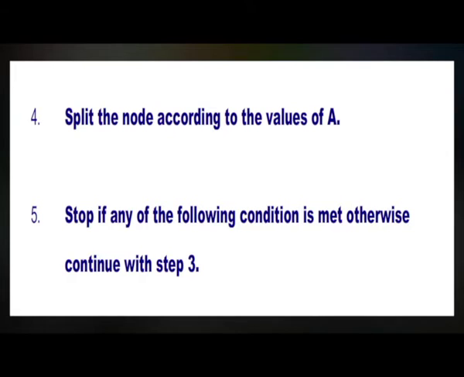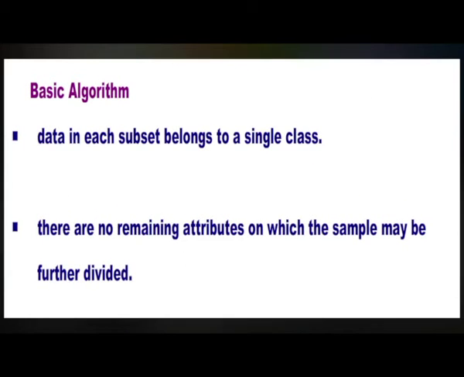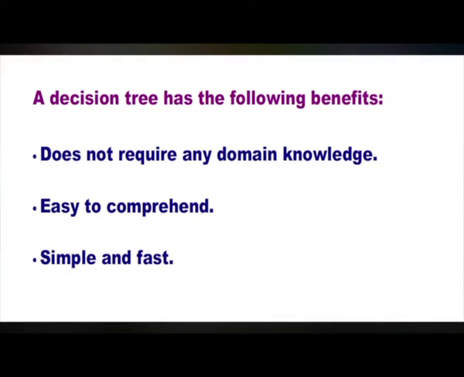Stop if any of the following conditions is met, otherwise continue from step 3. The criteria for stopping is that data in each subset belongs to a single class or there are no remaining attributes on which the sample may be further divided. A decision tree has the following benefits. It does not require any domain knowledge, and is easy to comprehend, simple and fast.